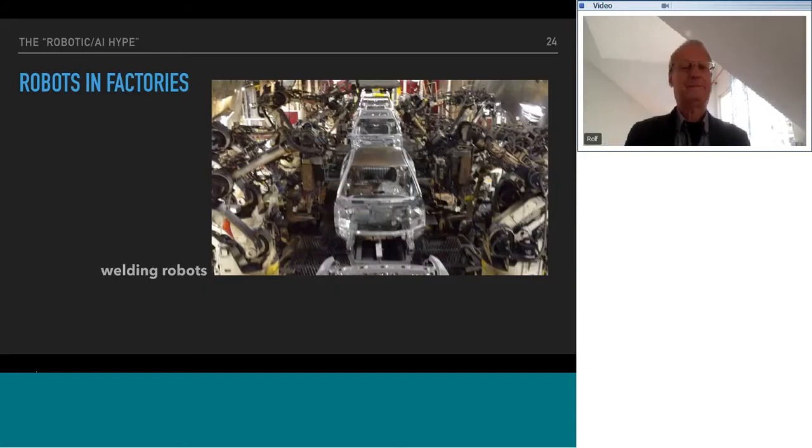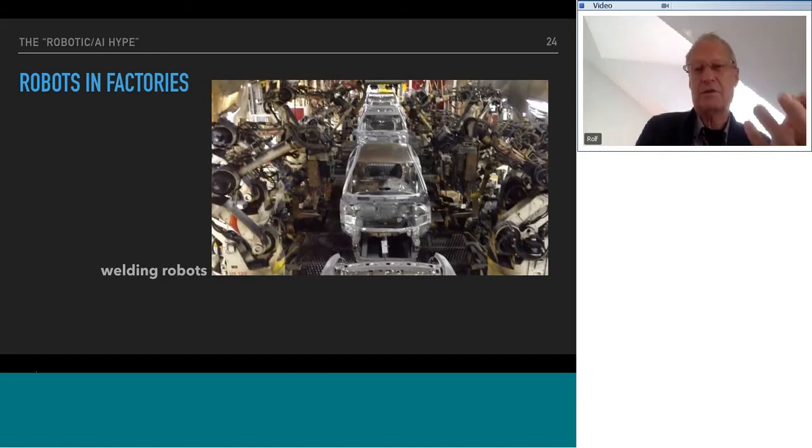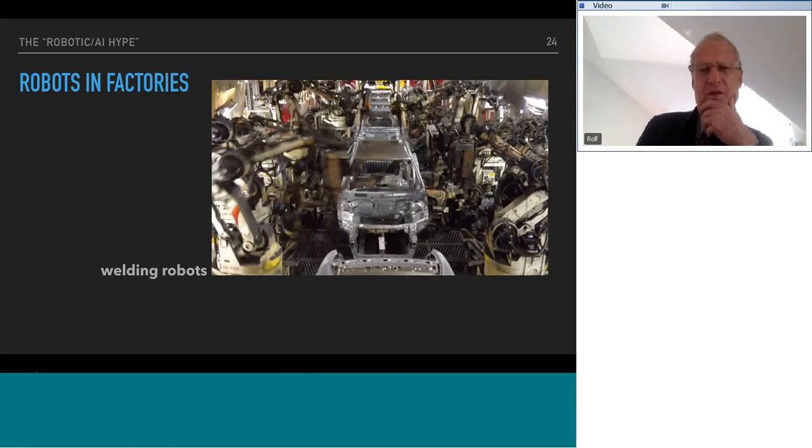Okay. Now back to reality. So robots in factories, they have been around for many, many years, over half a century. And so far they have been in factories behind walls. And you can see here, there's a welding robot.